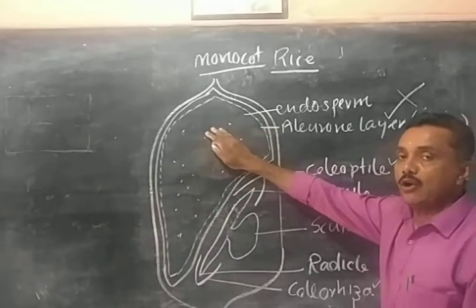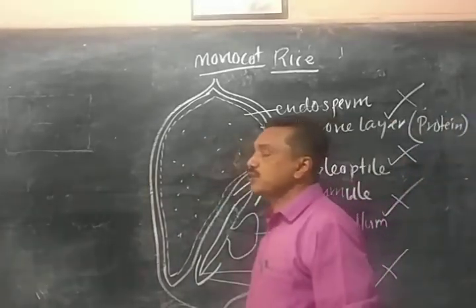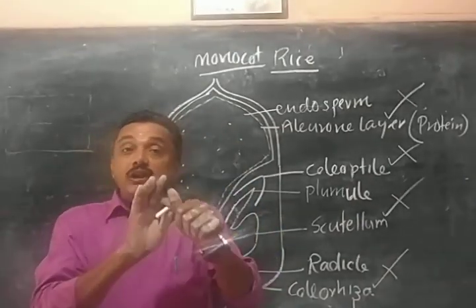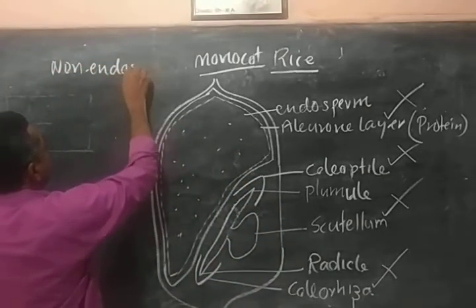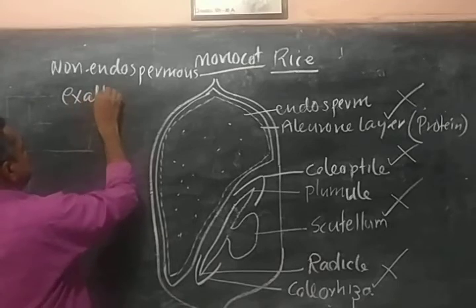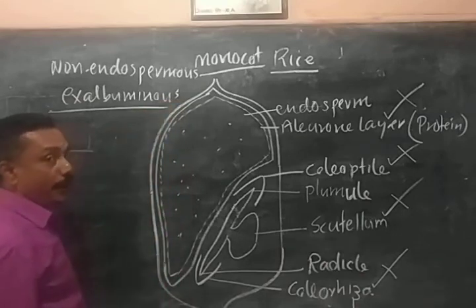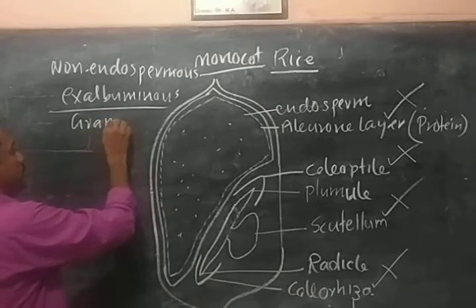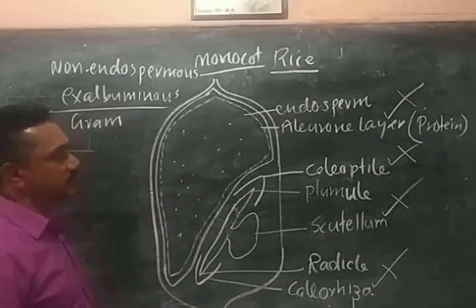But in dicots like mango, cashew nut, groundnut, etc., food is stored in the cotyledon. There is no endosperm. So there are two types of seeds in angiosperms. Most dicot seeds do not contain endosperm. Such seeds are called non-endospermous or exalbuminous seeds. For example, groundnut and gram. There is no endosperm.